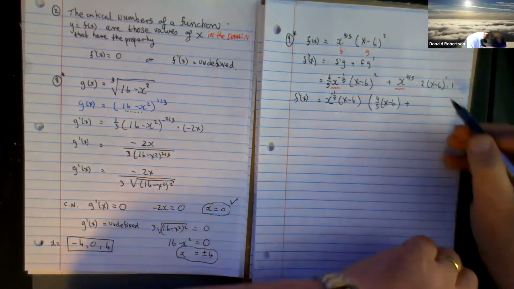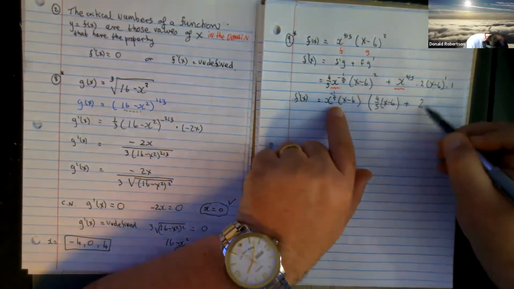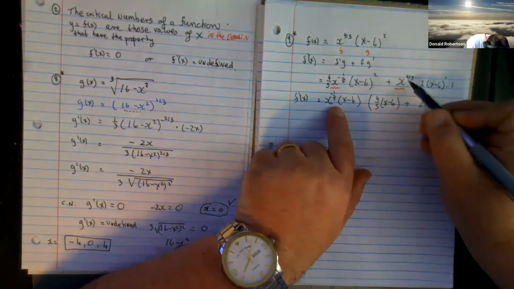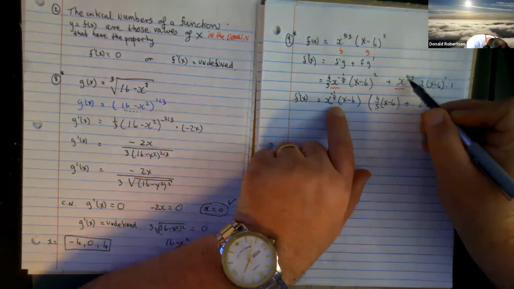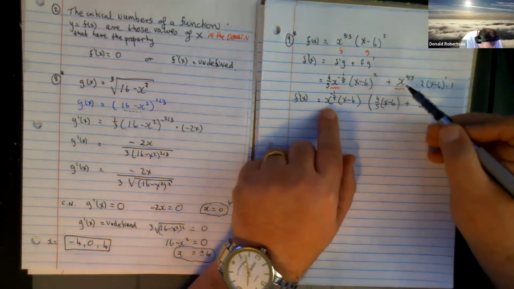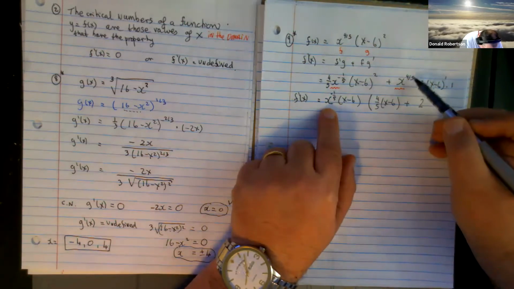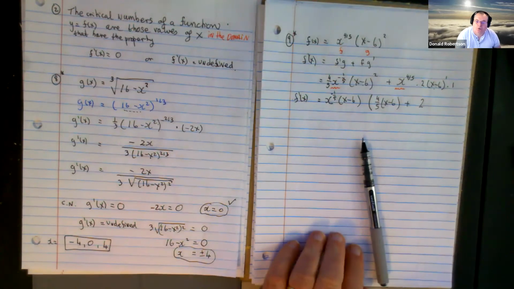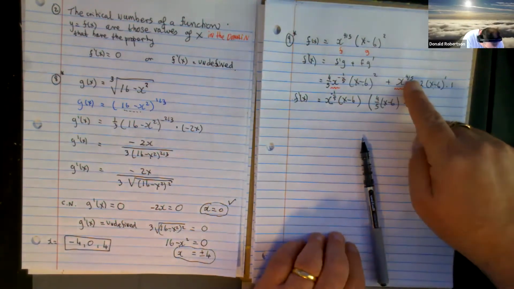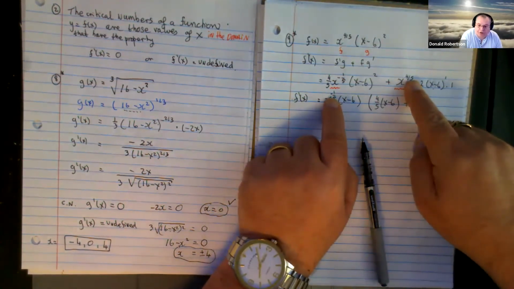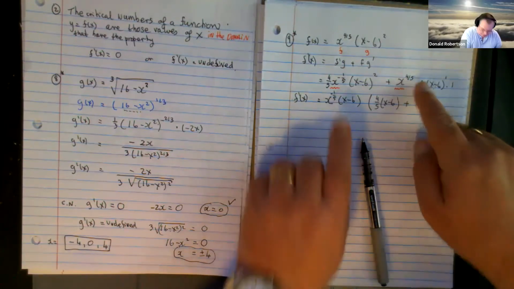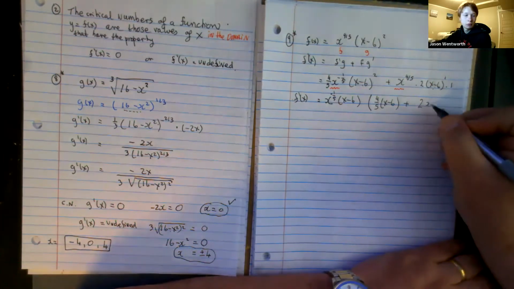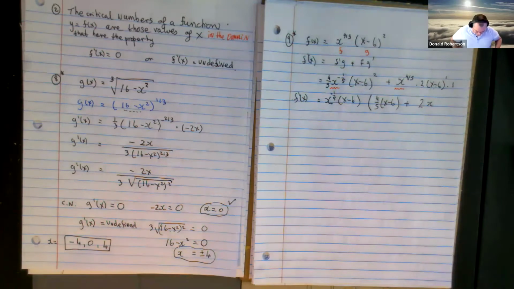Plus, there's a 2 here. That's used up. There's a 4/5. And this is the sneakiest part of the whole process. 4/5 take away negative 1/5. What do you get if you take a 4/5 power and you subtract negative 1/5 from it? You add it and you get x to the 1.